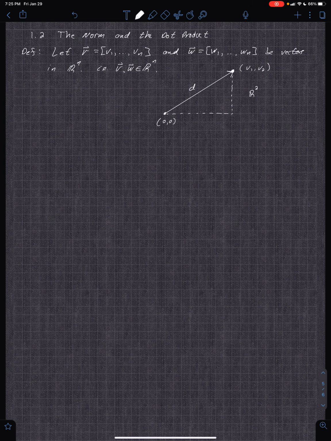1.2 is on the norm and the dot product. So let's take a look at that. First, we're going to define the norm or the magnitude of a vector. So let v and w be vectors in Rn.